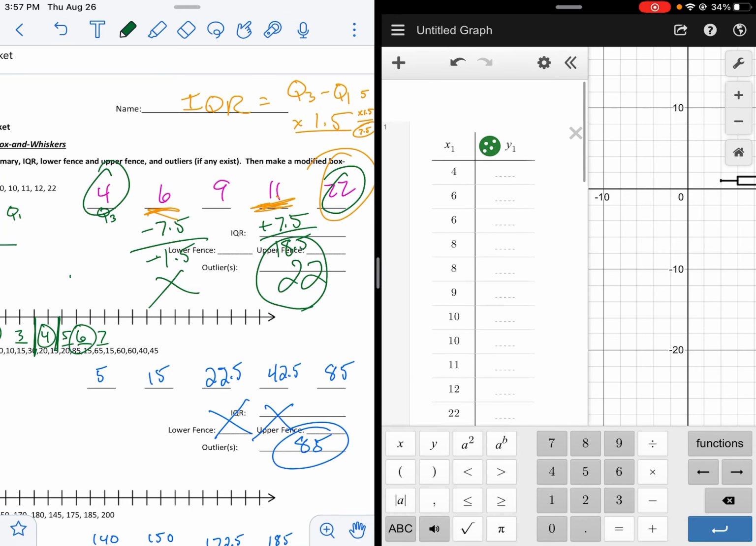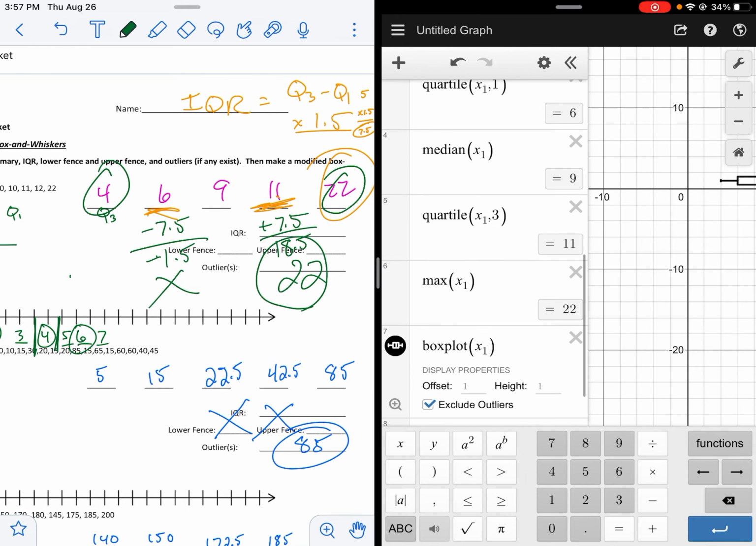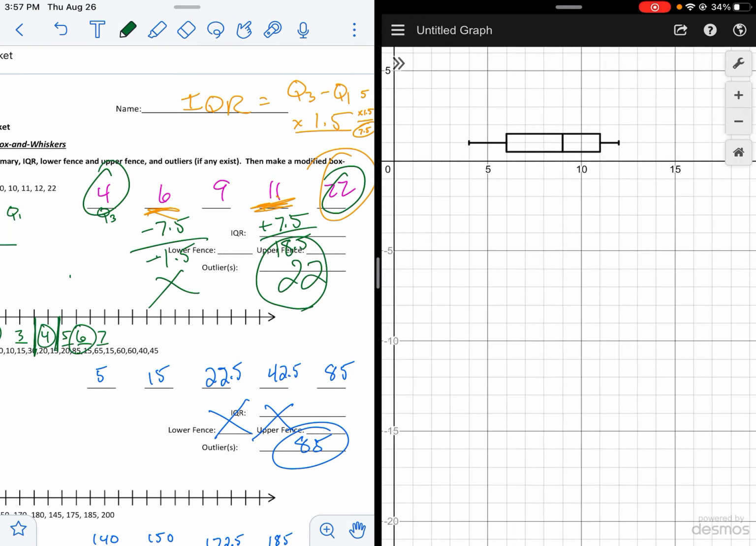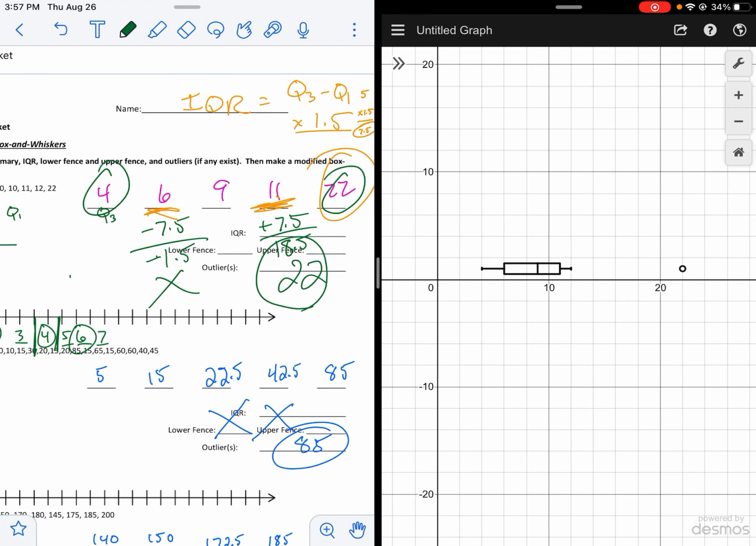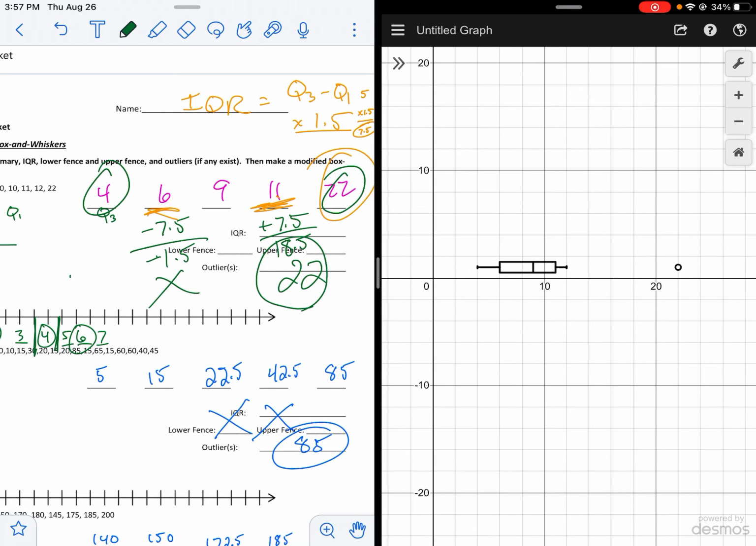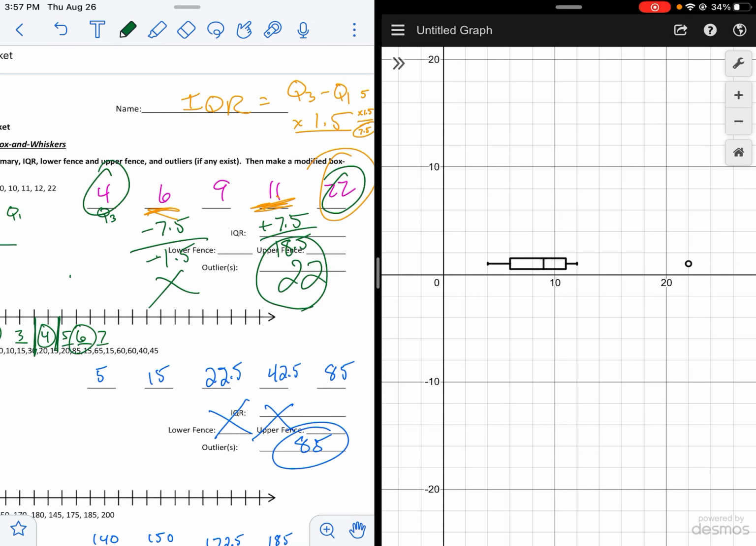So when you're watching this, hit pause as you need to. Now what happens is the graph pops up. But that circle on the right, that's the outlier. When you click on it, 22 comma 1. The 1 just means you're 1 above the 0, but the X number is what you want, 22. So the outlier is 22.